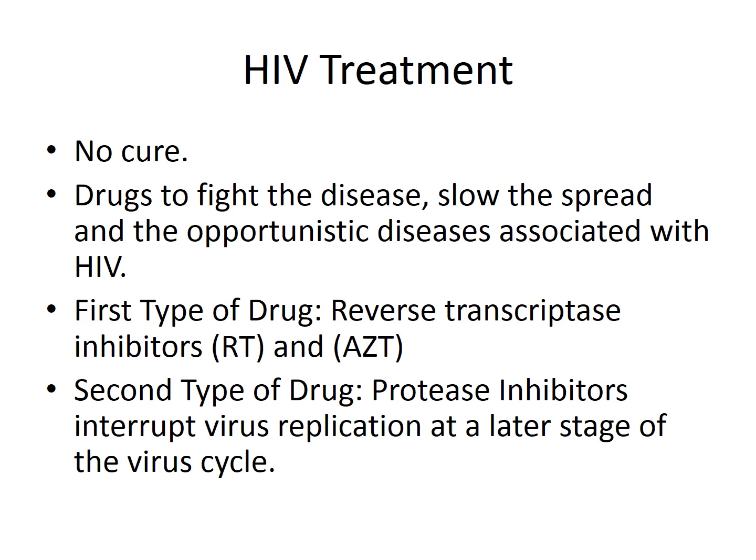The first drug is a reverse transcriptase inhibitor, which is RT, and AZT. That was the first drug that we saw out on the market. And then we have the protease inhibitors, which interrupt the replication in the later stages of the virus cycle. We want to reduce that shedding and replicating, because as that continues, the disease progresses.